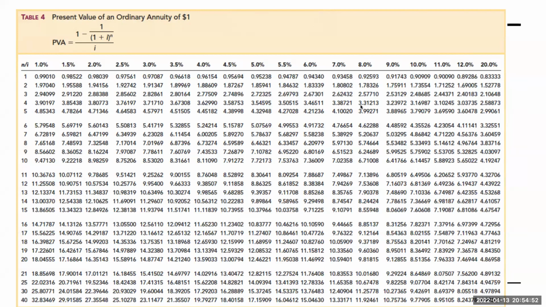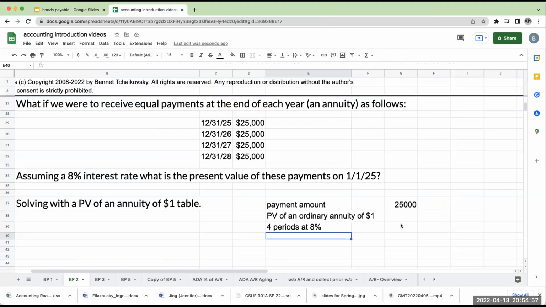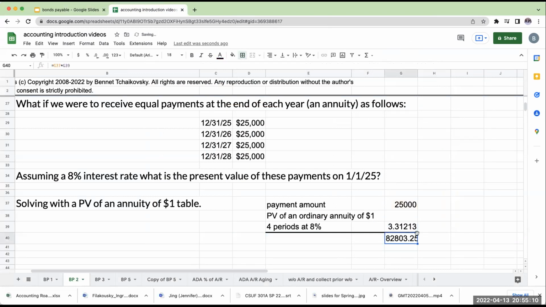So if I take 3.31213 and I multiply this by the 25,000, let's see what we get. I get 82,803.25. So the total present value of the 25 annual future payments is worth 82,803.25 today.